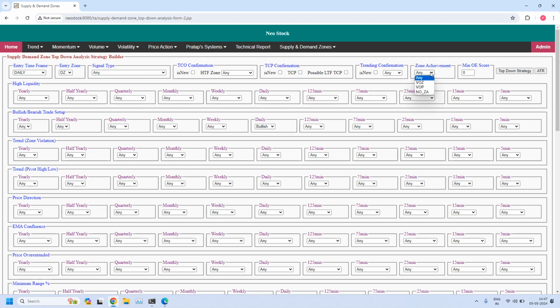And the second filter is zone achievement. We already learned in lesson 20, I clearly told you, in our checklist, always our zone should have VOZ, violated opposing zone. Because we can't trust a VOP, violated opposing pivot. They may work, but we can't trust. So that's why zone achievement we set as a VOZ, and the minimum odd enhancer score should be 12 for bullish or bearish trade setup.